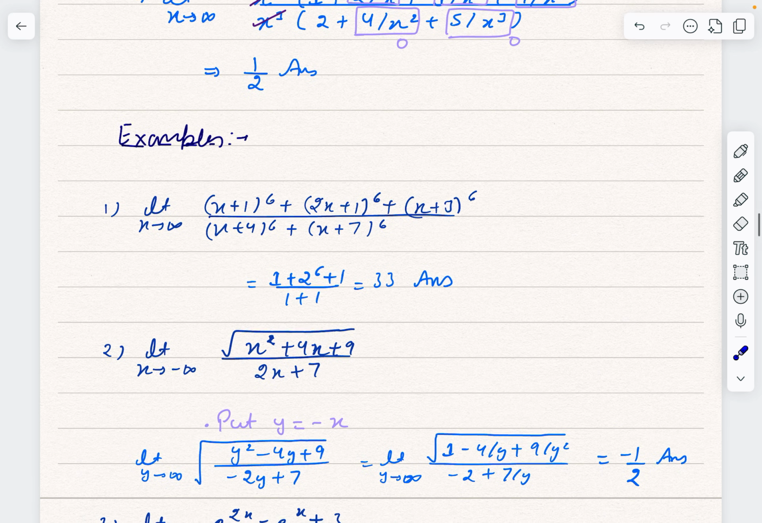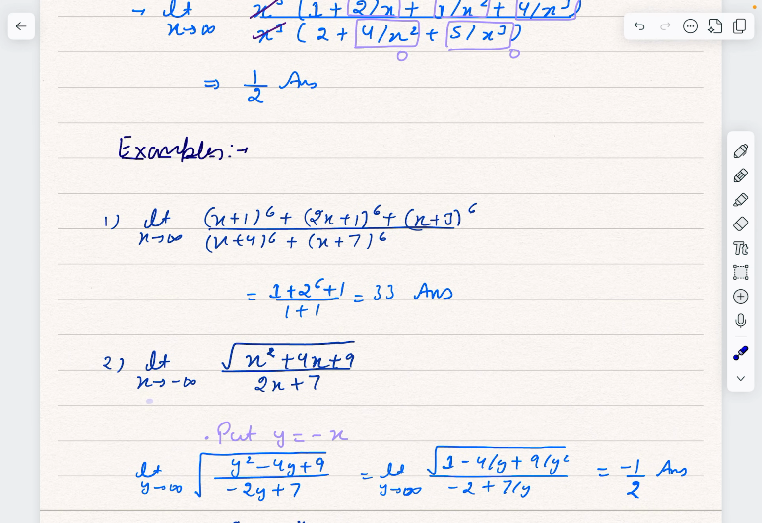See, those who could not solve, just keep this in mind. Whenever you have a problem of x tends to minus infinity, you put y as minus x and make it y tends to positive infinity. Solving a problem at positive infinity will be better. Otherwise, you'll make some mistake. So I'll put y as minus x here. So x was tending to minus infinity, so y will tend to plus infinity. You get square root of y square minus 4y plus 9 divided by minus 2y plus 7.